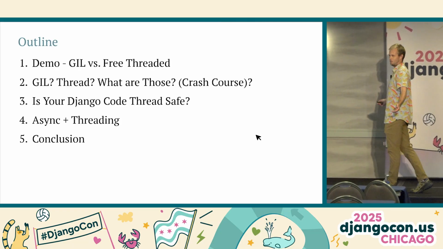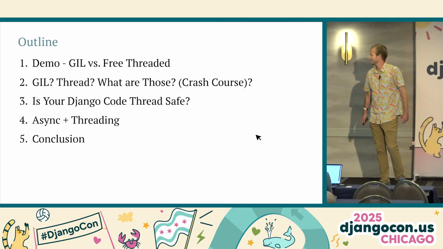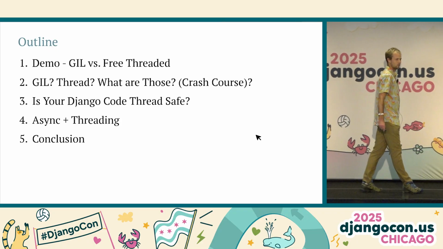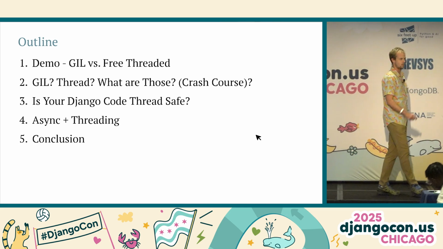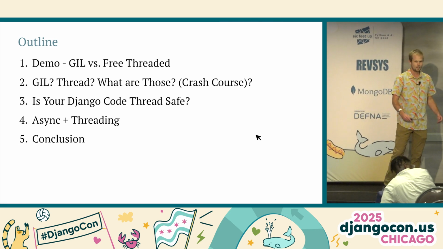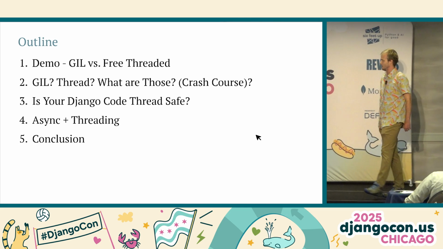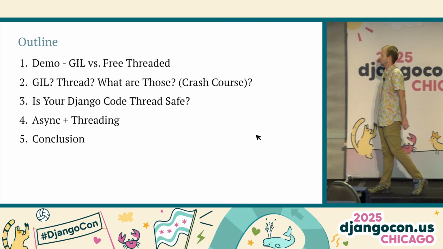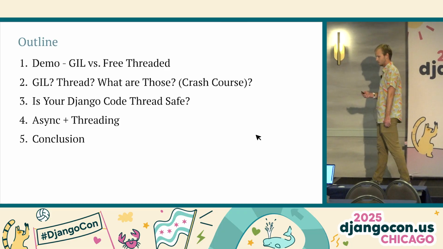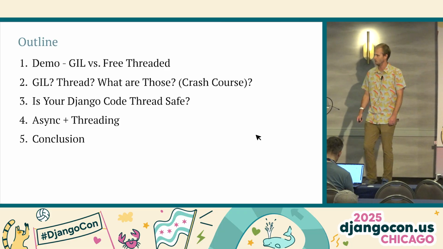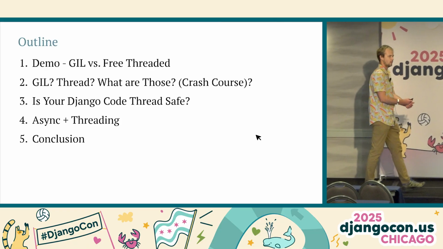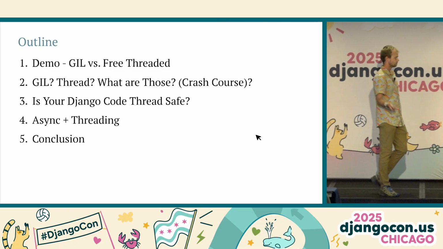Then we're going to talk about, well, what is the GIL? What's a thread? And we'll do a little crash course on that. And then we'll dive into, is your Django code thread safe? And then, if time, I think we'll have time, we'll fit in a little bit on async plus threading. So how does threading impact your code if you have an async first Django app? And then I'll conclude with my opinion of the space and some recommendations and things to consider.